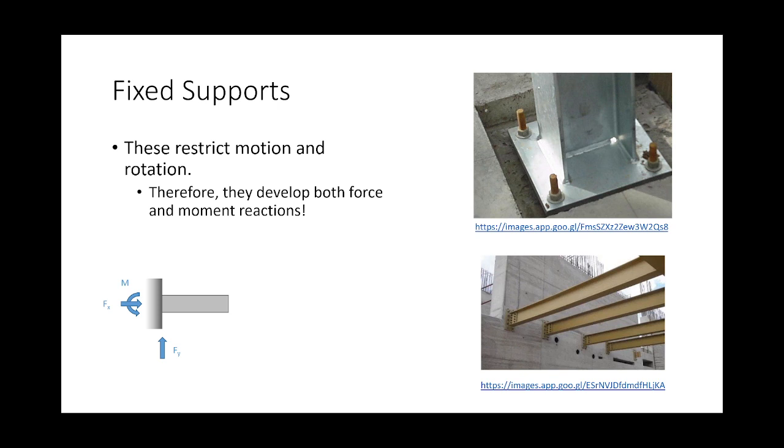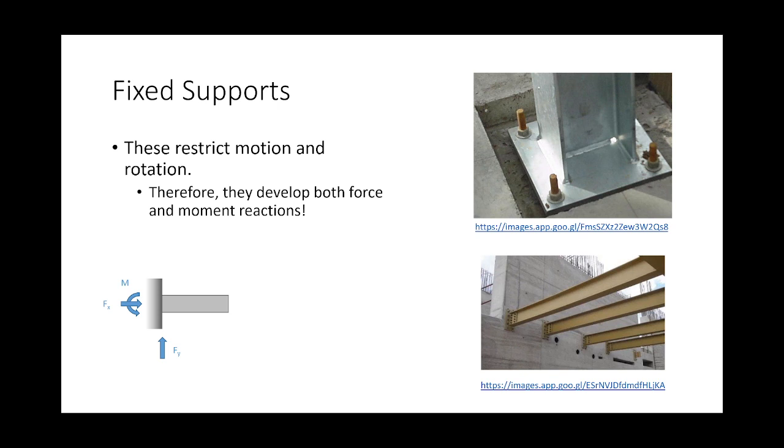So in two dimensions, whenever you look at a fixed support boundary condition like this, you're going to see unknown reactions in both the x and y direction, as well as an unknown bending moment. So whenever you see a fixed support, there are 3 unknown reactions, okay? And here's a couple of examples of this.